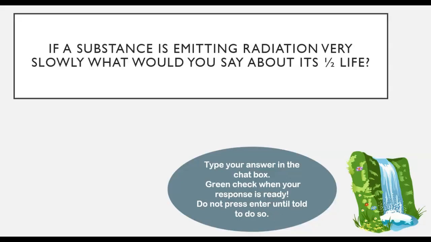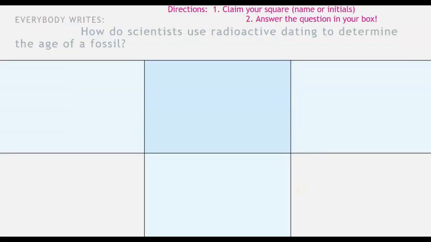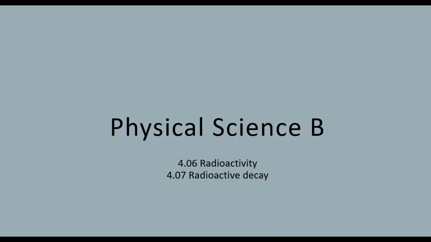And then if a substance is emitting radiation very slowly, what would you say about its half-life? Hopefully, it's a long, stable life. So this information's there to help you to calculate it out and think about how scientists use this as they date things.